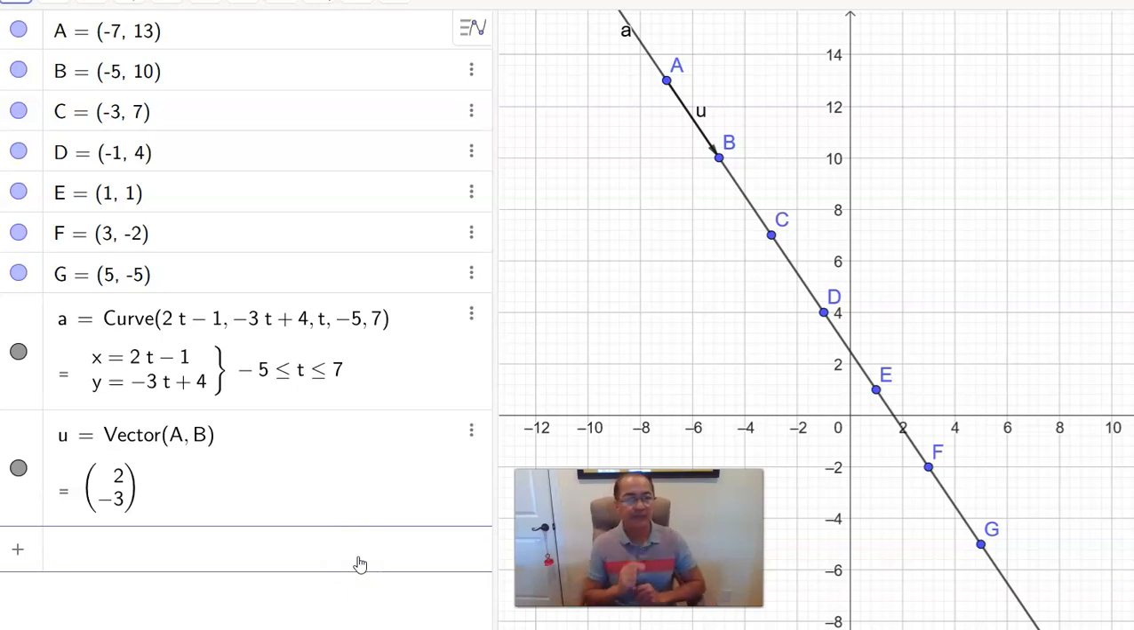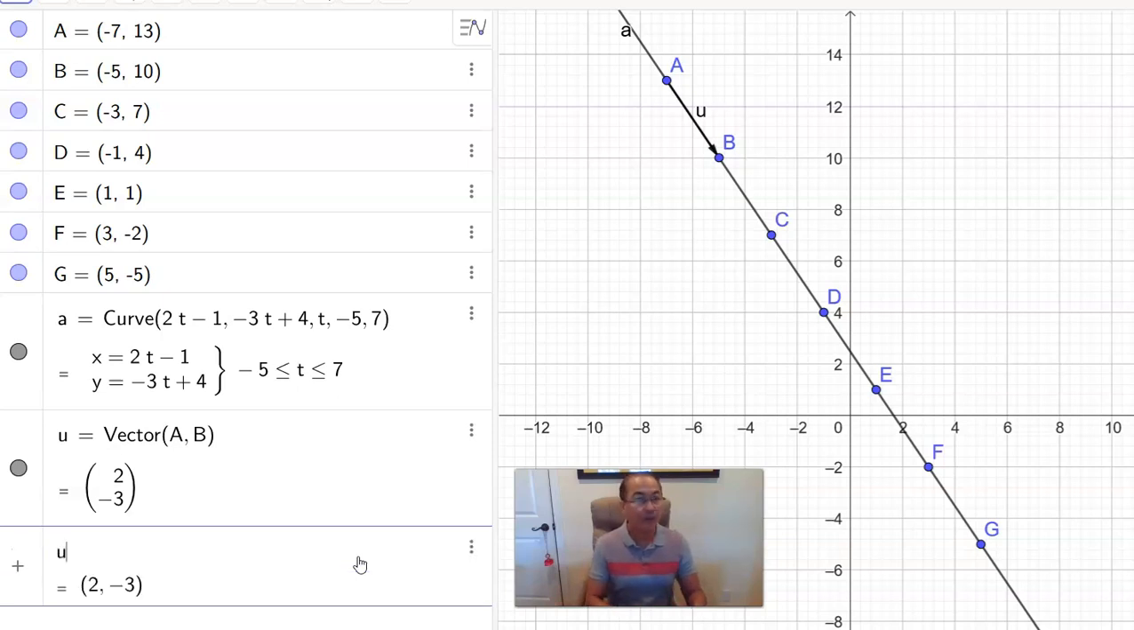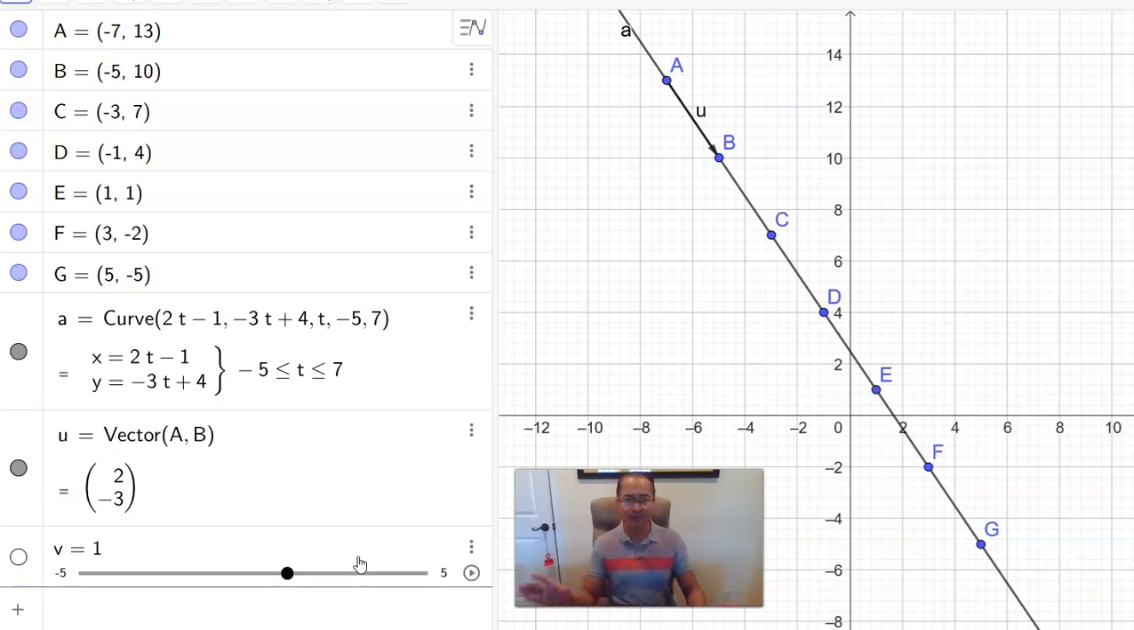So here's what we're going to do. We're going to just type in a number, not U, because U has been used as a vector. How about V? V is not yet an assigned letter. And so this thing shows up.